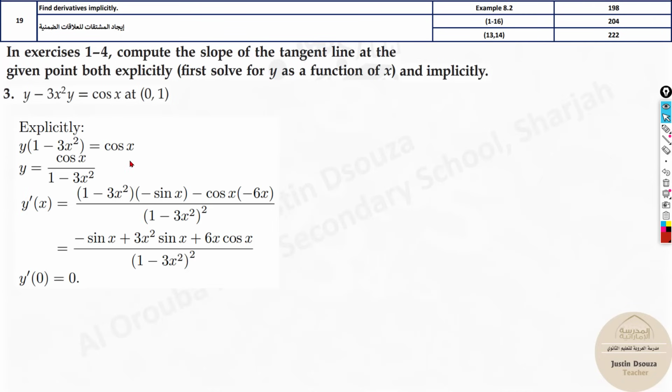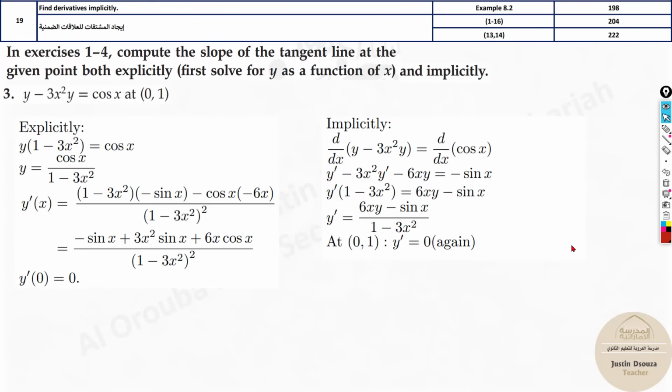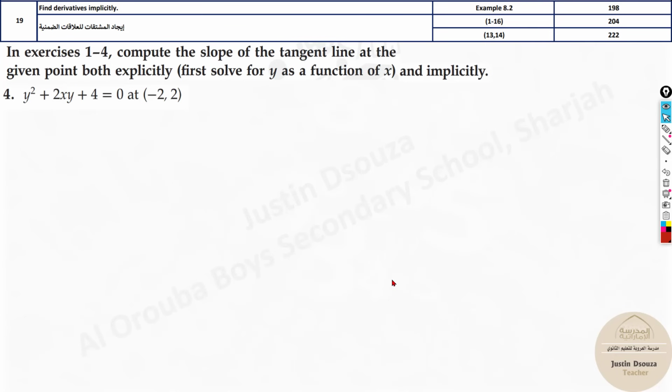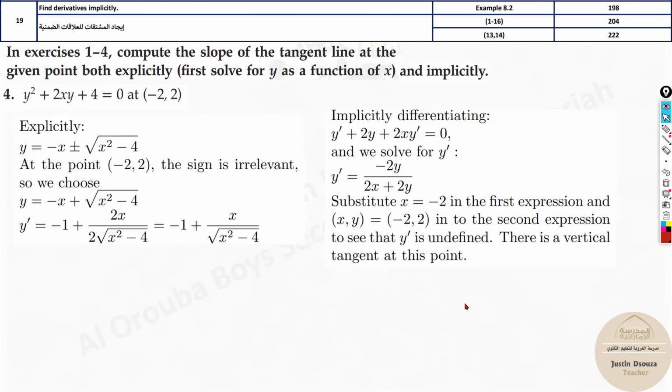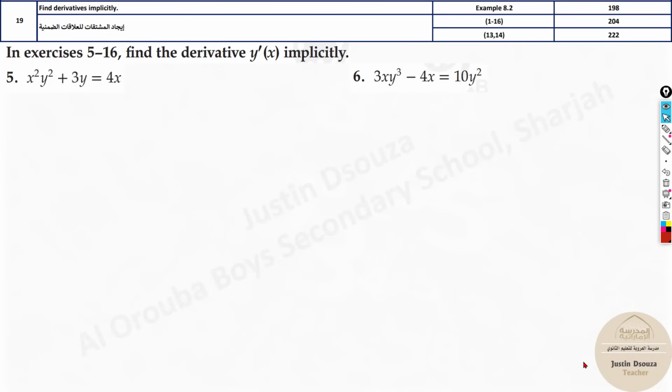Same thing, guys. If it's cos, please make sure you remember the trigonometric derivative. Cos is negative sine. And the same thing is done over here. And you will get the same answer. The answer is 0 in both the cases. You can see when y dash of x, that's when you substitute 0, you get 0 on both the sides. Please do them by yourselves. It's the same thing. It's just explicit and implicit derivatives. So that's it.